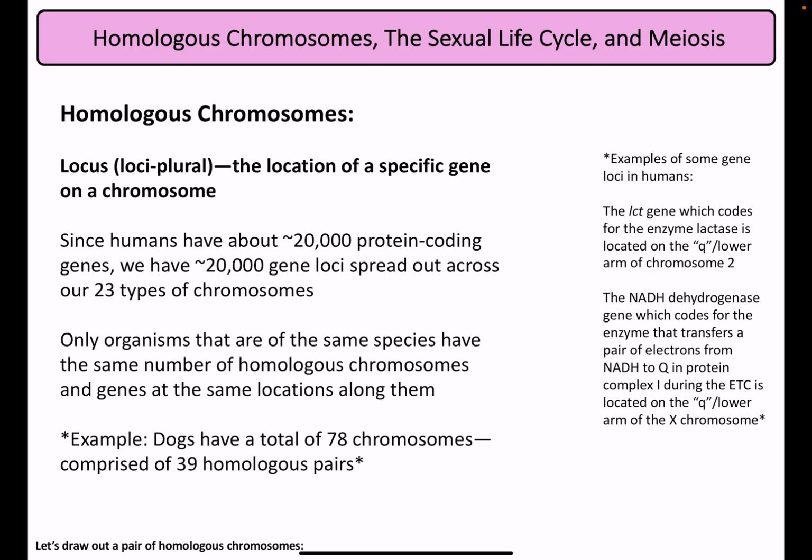Only organisms that are of the same species have the same number of homologous chromosomes and the same genes at the same spot. That's what makes them look like a human, or look like a dog, or look like a cat, and function like a cat, dog, or a human. So for example, dogs have 39 homologous pairs, and they have genes that make them look and function like dogs across those chromosomes. So it's specific to a species.